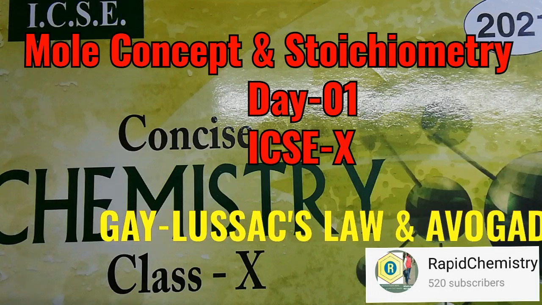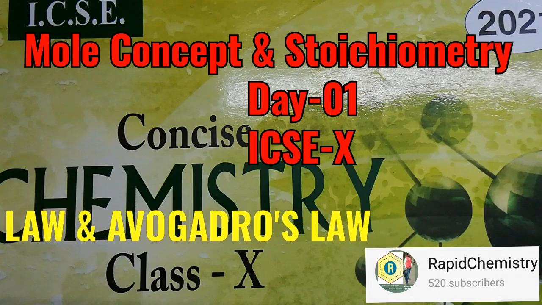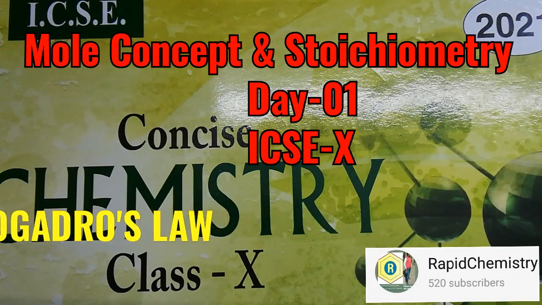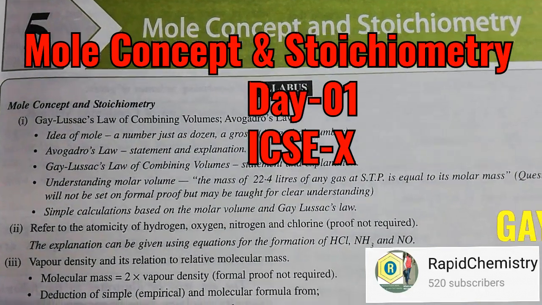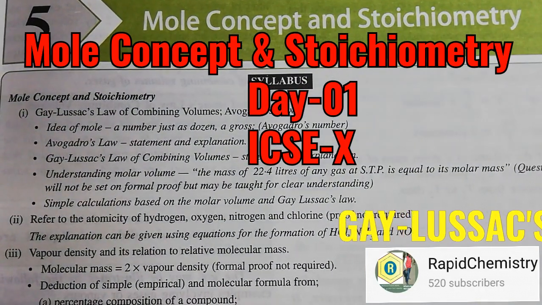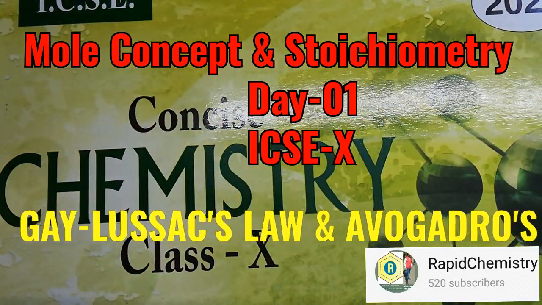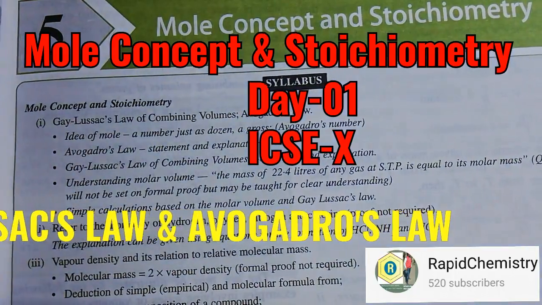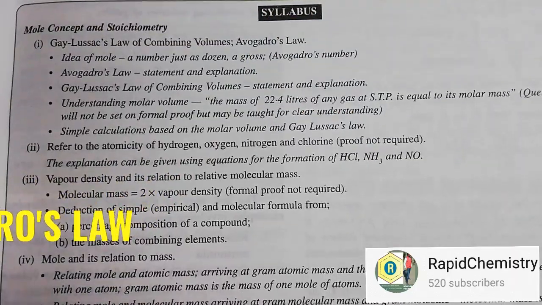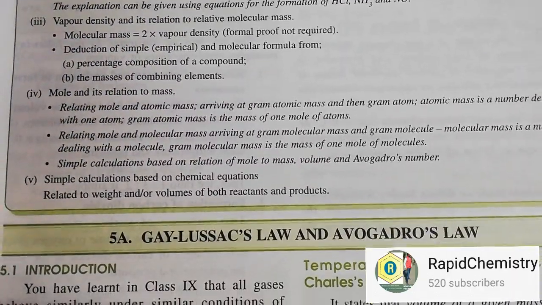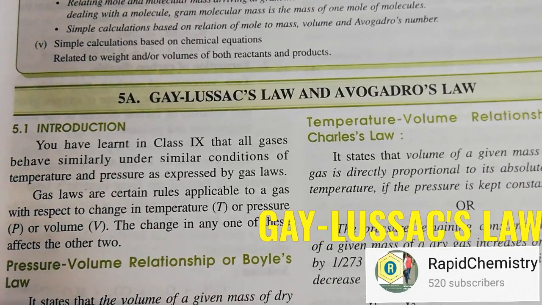Today here I am Ranjan with you to discuss a very important chapter of class 10 ICSE, and that is mole concept and stoichiometry. And here I am discussing the chapter taking the reference of the book Concise Chemistry of Selina Publication. The chapter generally has 4 units, and the very first unit here is Gay-Lussac's law and Avogadro's law.